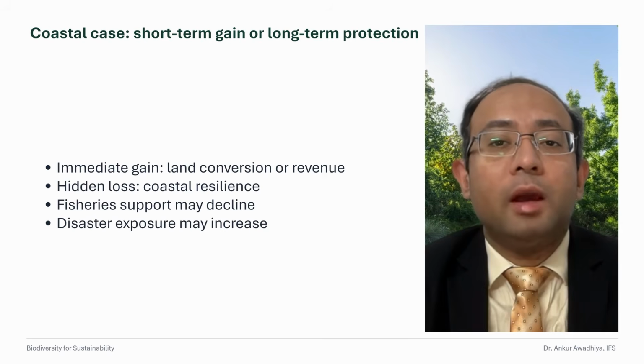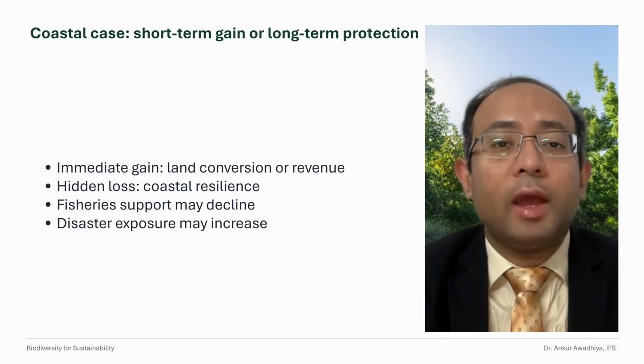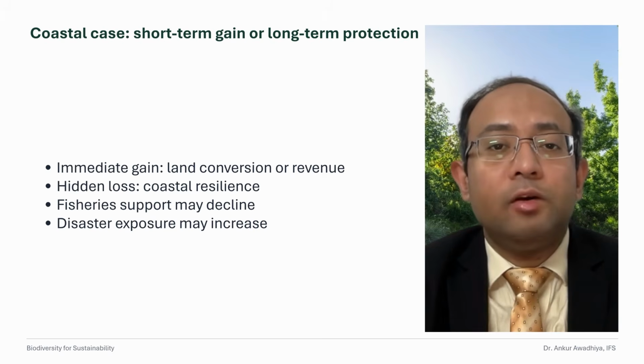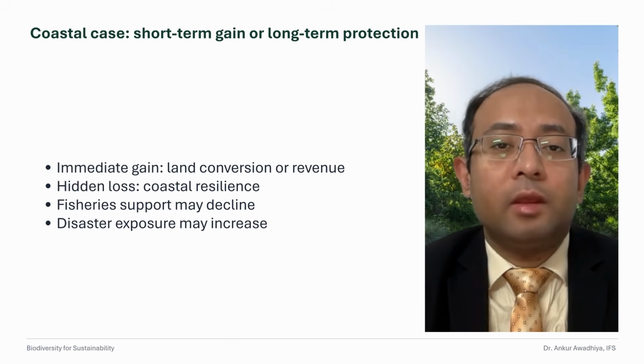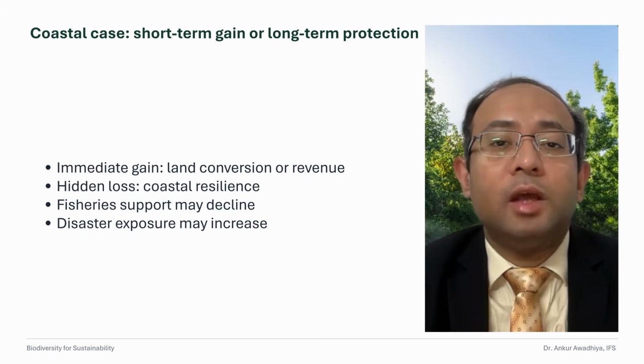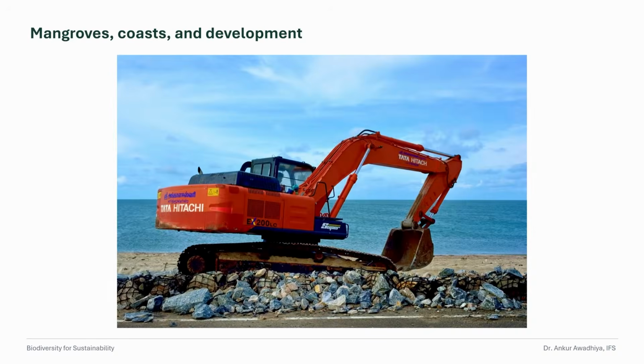Immediate gains may come from converting mangrove areas to tourism facilities or to aquaculture ponds, but coastal resilience may decline in the process. Fisheries that depended on mangrove nursery habitat may weaken, and disaster exposure may increase as the natural buffer disappears. The costs are typically borne by communities who live on the coast, while the benefits are often captured by developers or industries who do not remain there permanently.